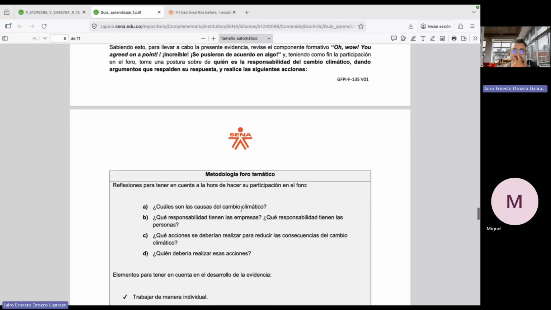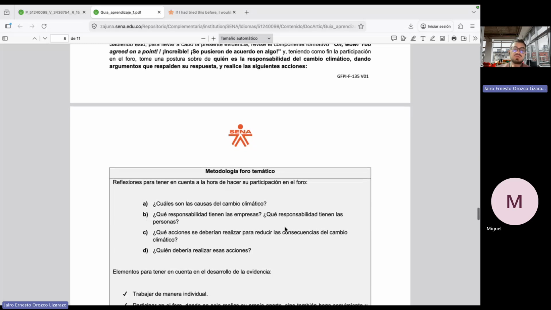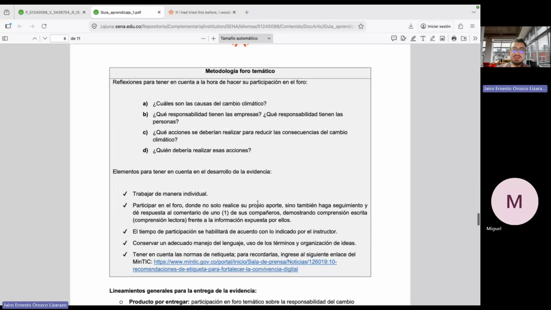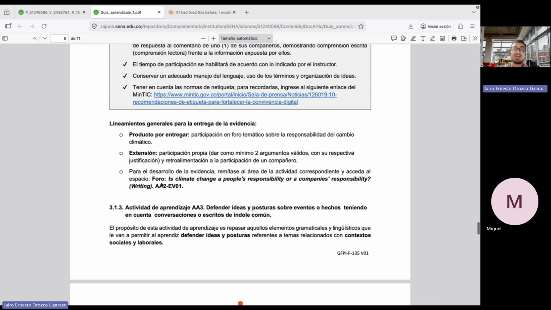What are the causes of climate change? What responsibility do the businesses have? What responsibility do the people have? What actions should be made to reduce the consequences of climate change? And who should do these actions? All right, so work individually. Then after you make your own post, you have to ask or make a comment on one of your classmates' posts, in order to get the whole grade, right? So that is the photo. Is climate change a people's responsibility or companies' responsibility?